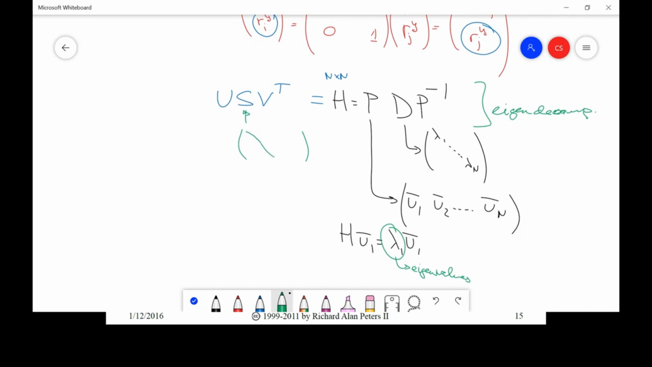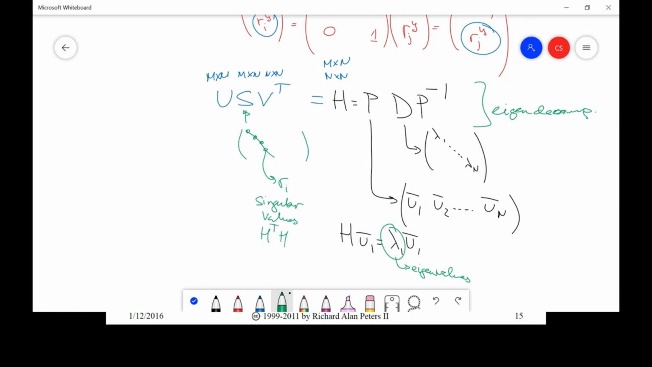There's a difference: this one can be generalized to arbitrary matrices of any size. The eigen decomposition is only for square matrices, while this one is for matrices of any size. So this matrix here is of size n times n, and this values here, in the diagonal, I call the singular values, and they are eigenvalues of the matrix H transpose H.